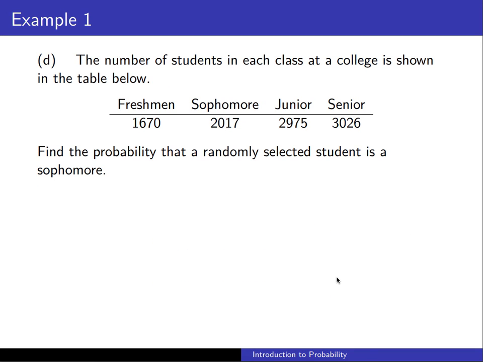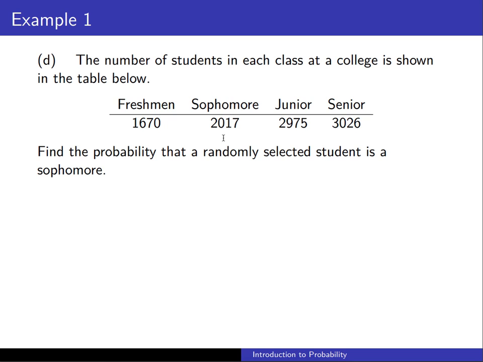All right, part D, the number of students in each class at a college is shown in the table below. So we have 1,670 freshmen, 2,017 sophomores, 2,975 juniors, and 3,026 seniors. Find the probability that a randomly selected student is a sophomore.